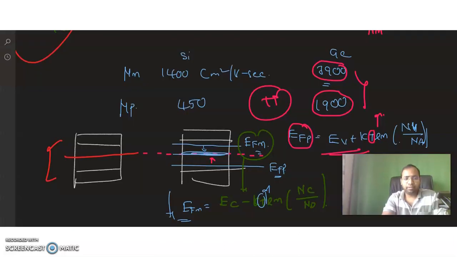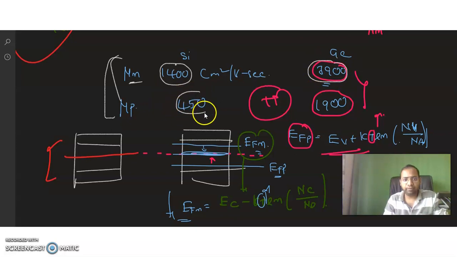Regarding this topic we already discussed in part 1, so you may check that, and here I have given a few values also. Mobility of the electron for silicon is 1400 centimeter square per volt second, germanium 3900, and the mobility of holes in silicon is 450, and mobility of holes in germanium is 1900.